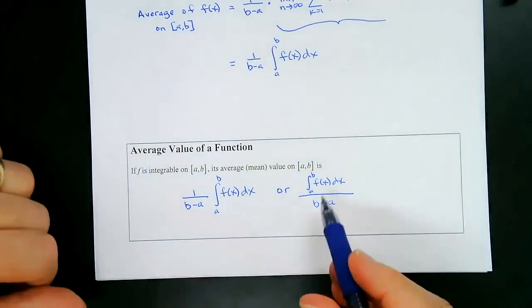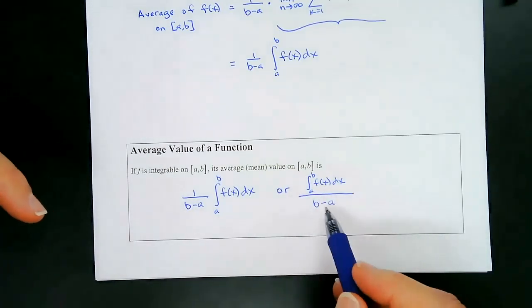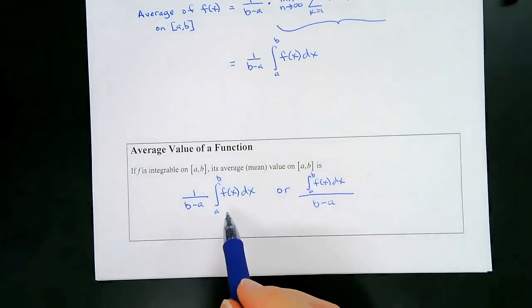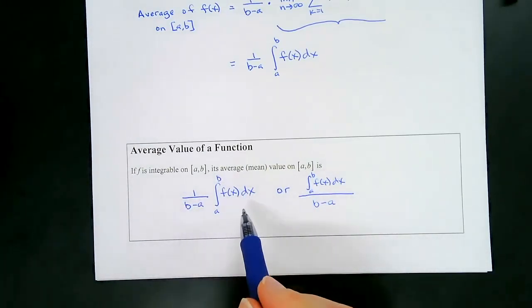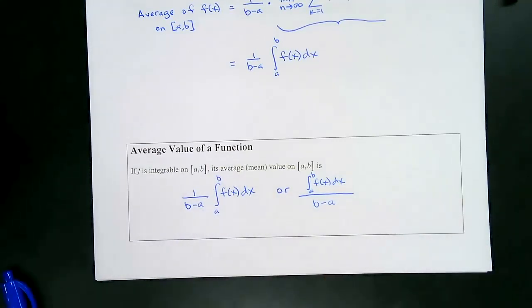If you like to do it this way, that makes sense to you, go for it. You can write it this way. There's no problem on my part with you writing it this way. You're going to see me do it this way, and that's just the way I learned it. Okay. All right. So let's do some problems.